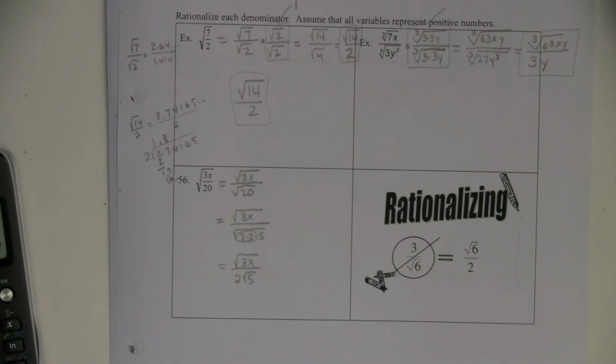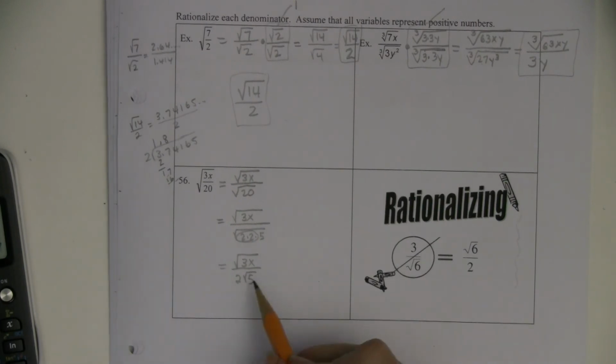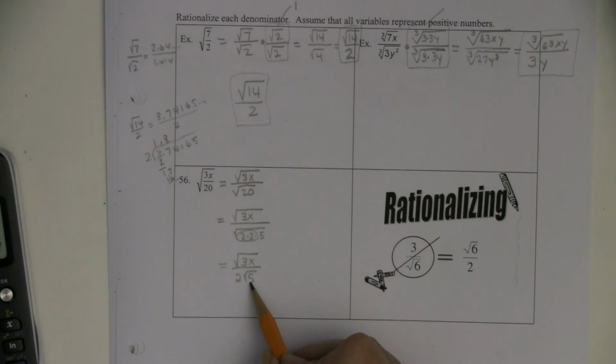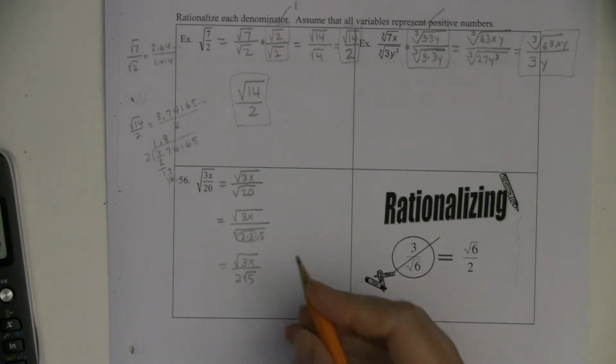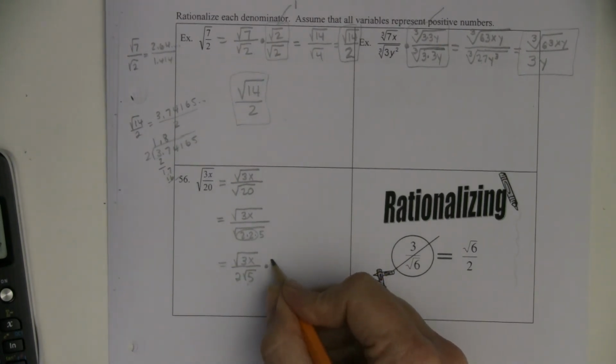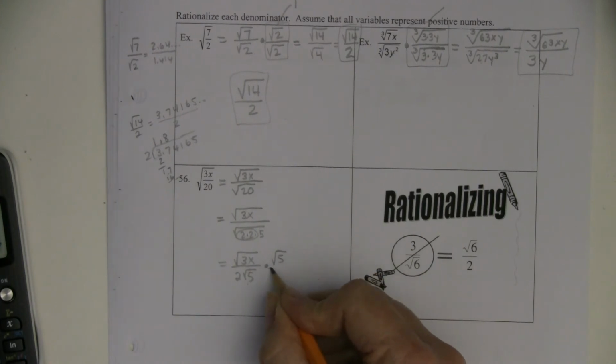But I need to get rid of the square root of 5. And so I'm going to multiply it by the special 1. Now remember, I want to turn this radical into a perfect square. And so I'm going to multiply by the square root of 5 to do that, top and bottom.